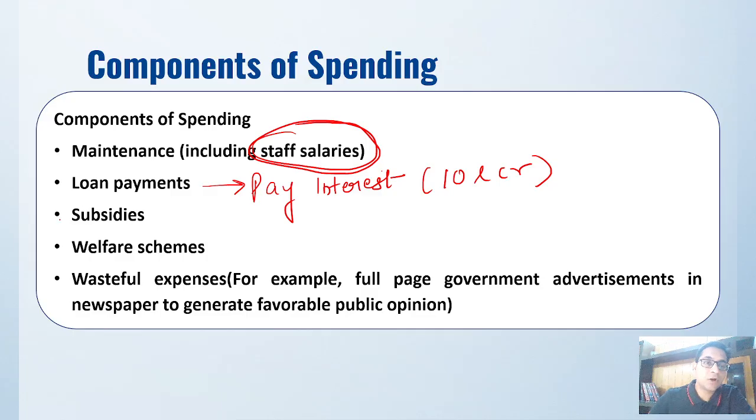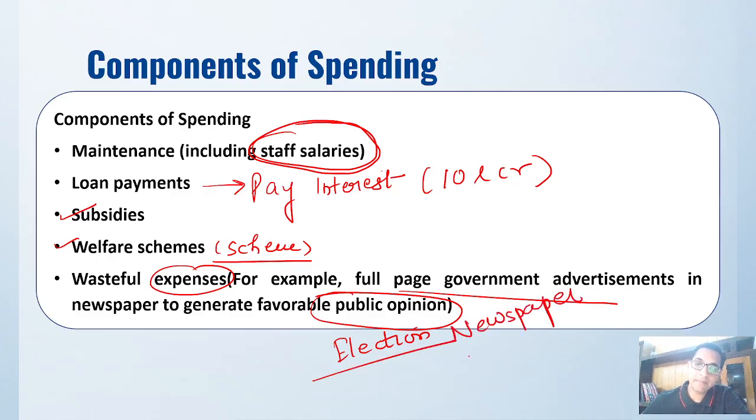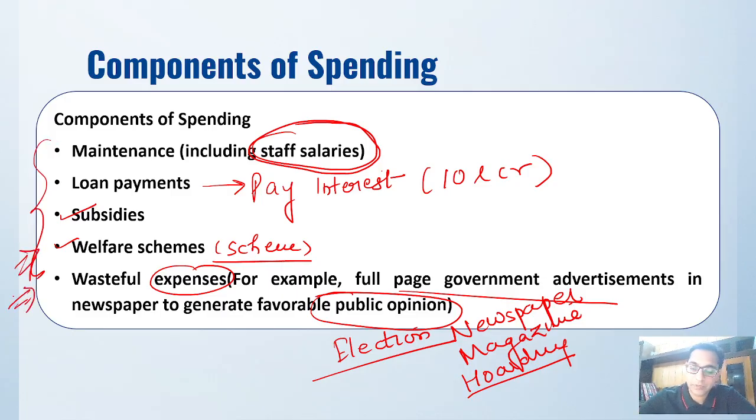Then government used to spend on a lot of subsidies, welfare programs, schemes, and sometimes wasteful expenses like full page government advertisements in order to generate public opinion for them. Right now we have an election time going on. If you take any newspaper, any magazine, any hoarding, you can see big banners of the government: we have done that, we have done this, all these things. So again, the wasteful expenses are there. These are the big components where government used to spend their money, right?